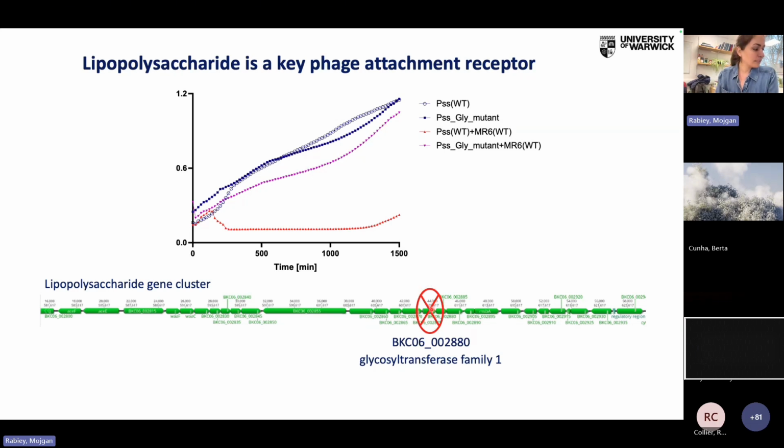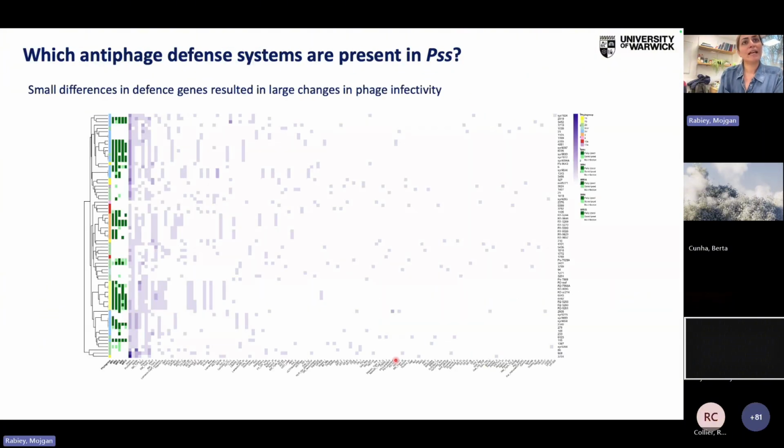So in total, we deleted 10 genes, and only those genes that we identified during our genome sequencing as being within lipopolysaccharide regions, we found that they stop the phage infection. So these phages use lipopolysaccharide for their infection. Again, we go through the antiphage defense systems.